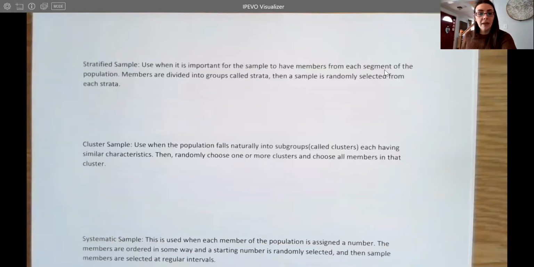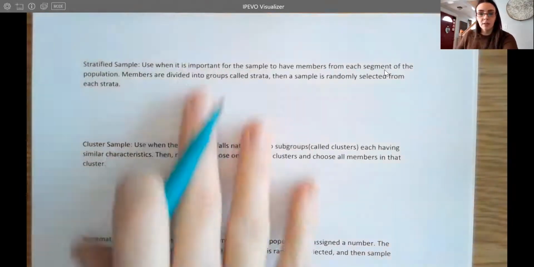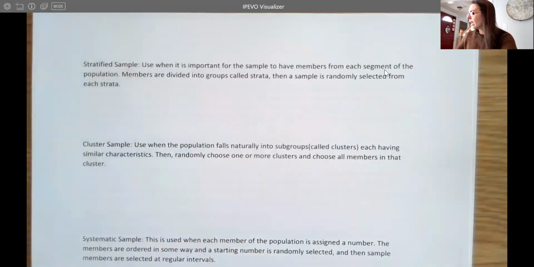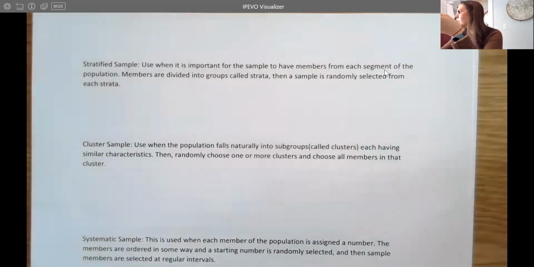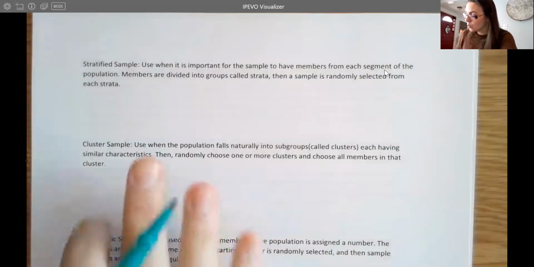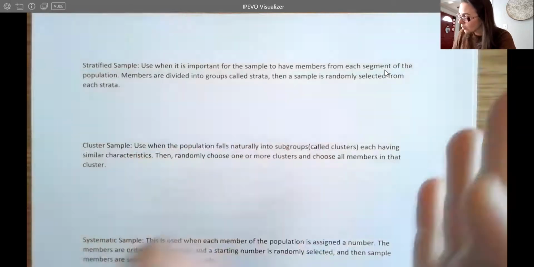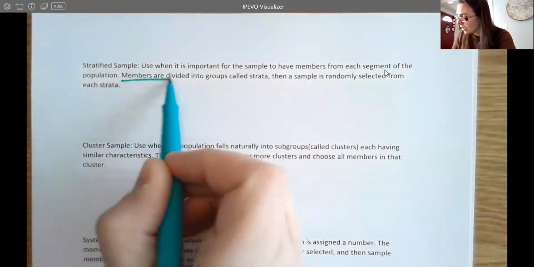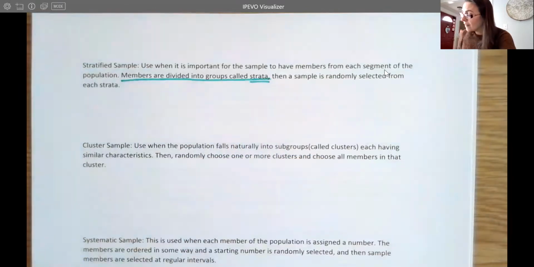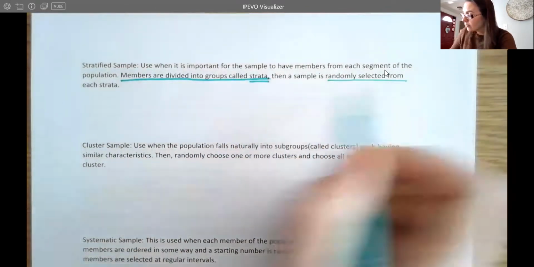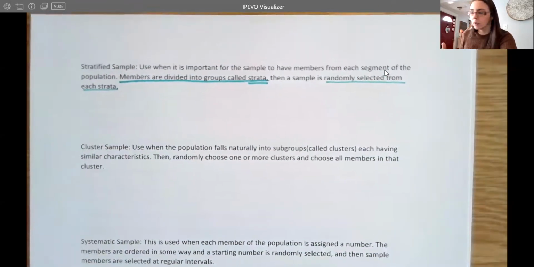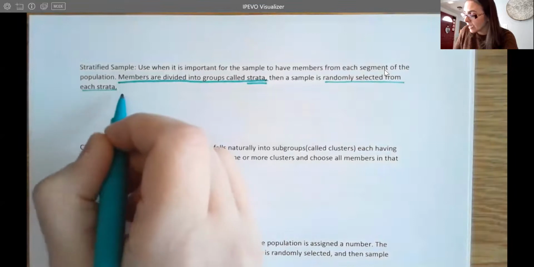Okay. These are still random. These are not simple random, but these are still random. First is a stratified sample. What we do here is actually similar to block sampling that you do with an experiment. It's very similar. So what you do here is you first group members of the population. Members are divided into groups called strata, and then you randomly select from each stratum some people to be part of your survey. The example in the text has three groups.